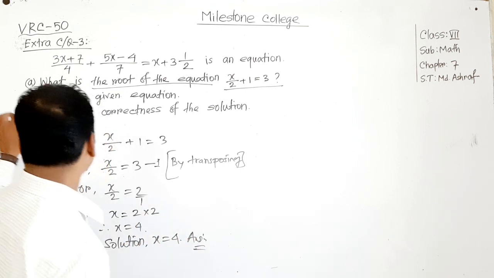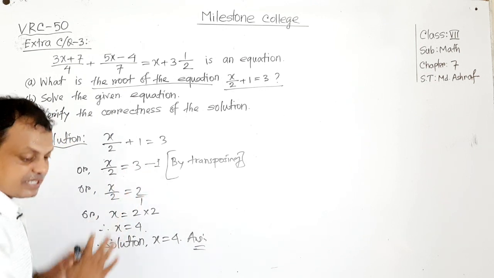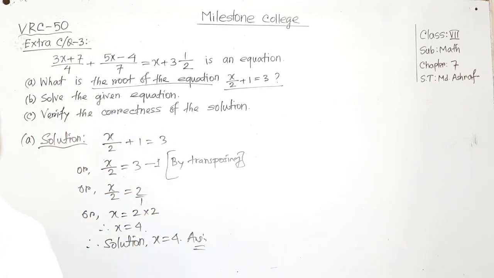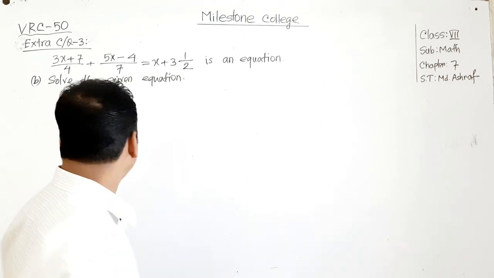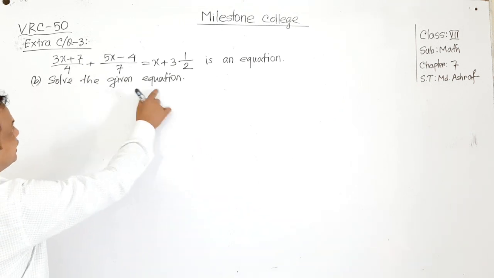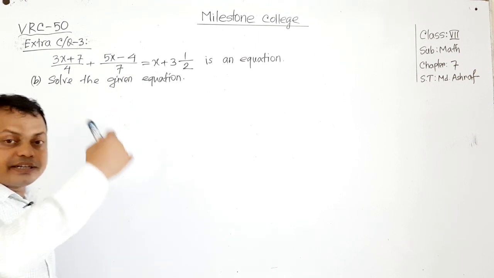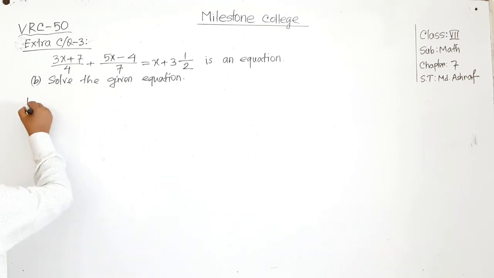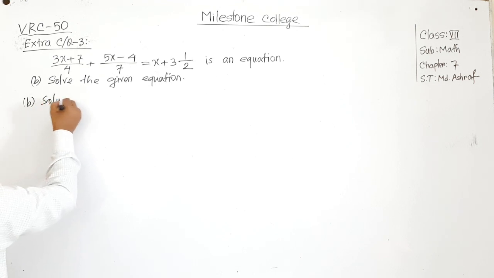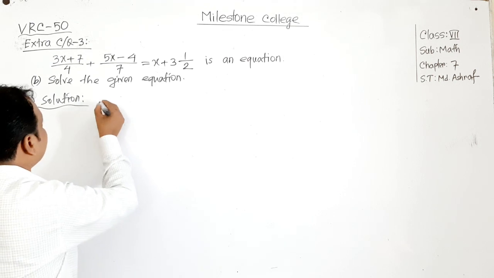Now we will start the next one, B number, and I will erase this one. Okay, now the next one, B number. B number is: solve the given equation. That means the equation is given, you have to solve the equation. Okay, so write this one, B number solution. Write the question step first.